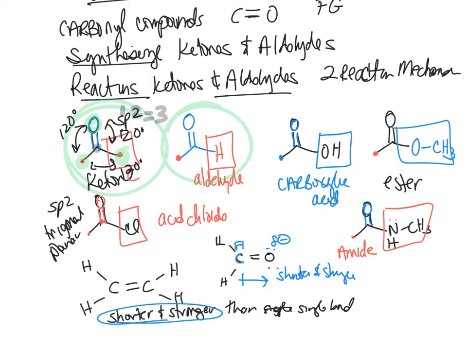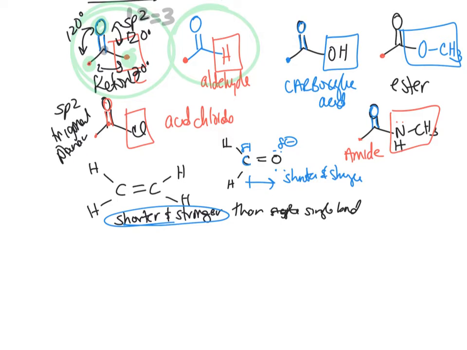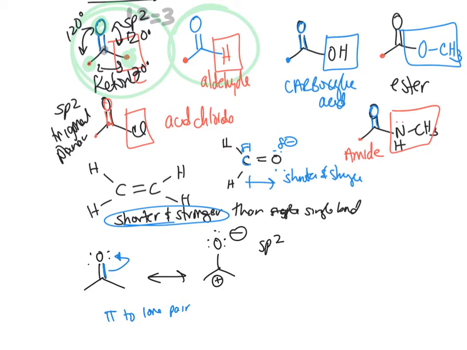Now, resonance. You do have resonance structures for an aldehyde and ketone, so let's be able to draw those. These electrons here, the pi bond, can go up to form a lone pair. That makes this carbon positive and this oxygen negative. This oxygen here is still sp2 hybridized because it participates in resonance. Now this is your major, and this is going to be your minor. Major resonance structures have no formal charges.